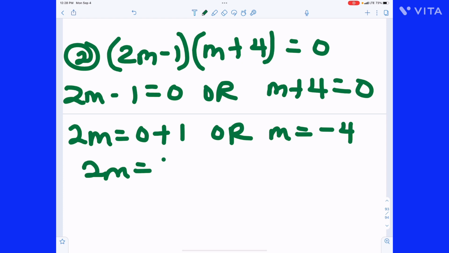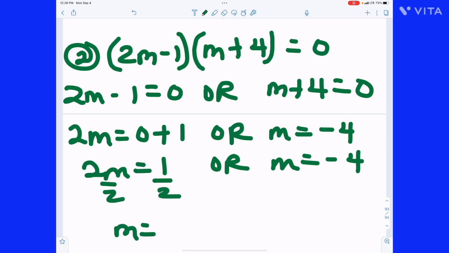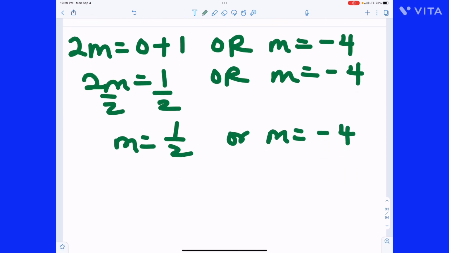M is 0 plus 1 or m is minus 4. 0 plus 1 is what? 1. Or m is minus 4. So divide both sides by 2 here. You get m is 1 over 2 or m is minus 4. You can leave your answer like this or write it together. You know here, 2 will divide 2. You have m is 1 over 2 left.